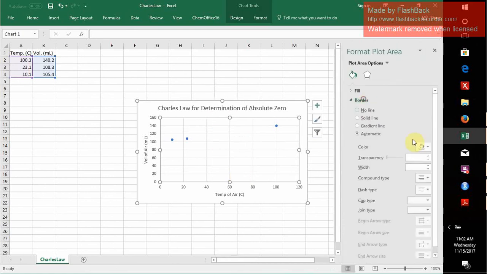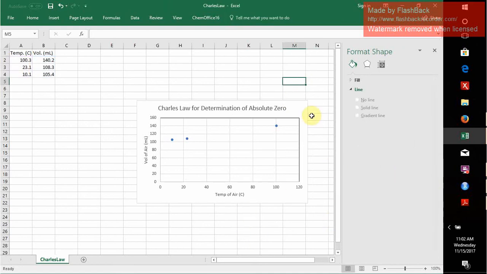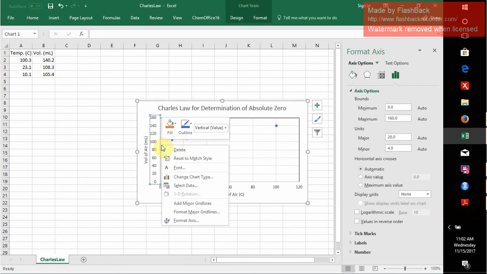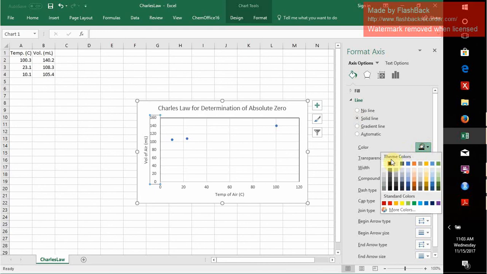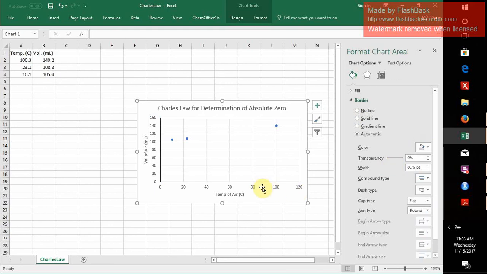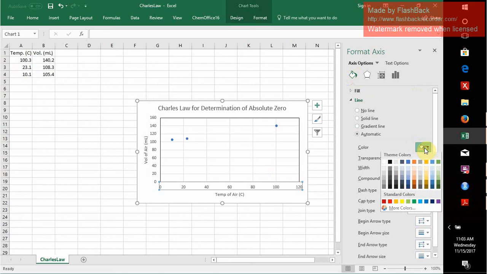Let's go ahead and do a border. Let's do a solid line, and let's go black on that. Let's see how that worked out. Okay, so that gave us the border here, but we've got to do the axes separately. So let's do a solid line on the y-axis, and yeah, we're going black, and then let's do the same thing on the x-axis.